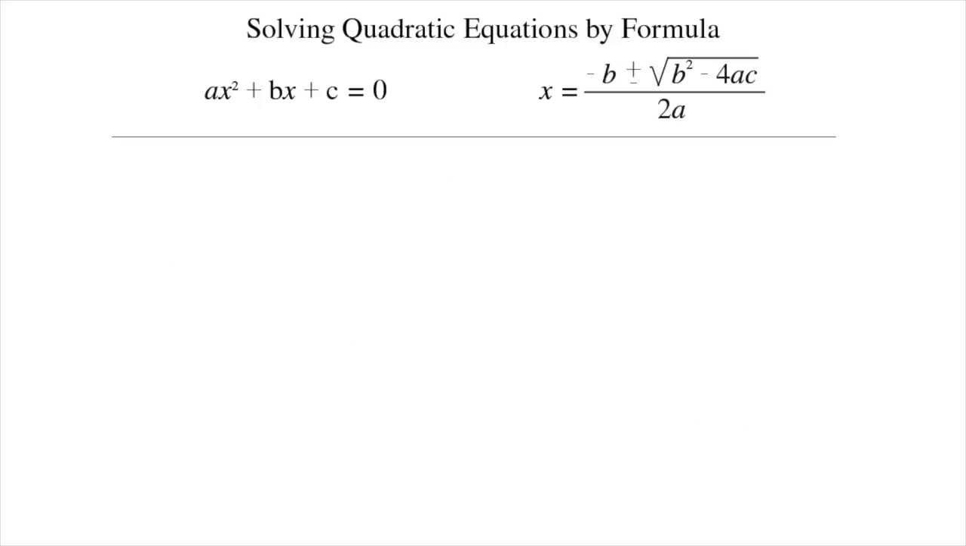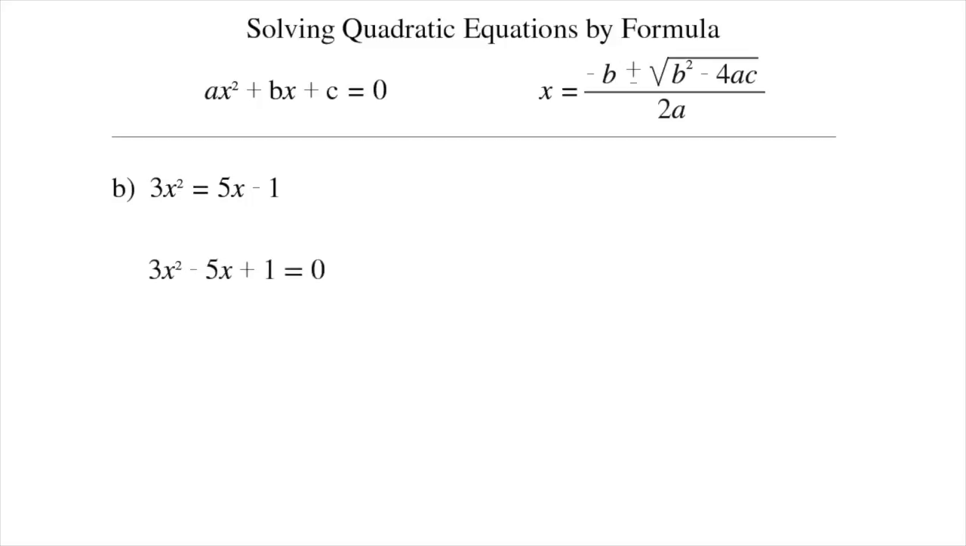Let's look at a second example. Here we have 3x squared is equal to 5x minus 1. Now, this is not immediately in the standard form. By standard form, I mean the ax squared plus bx plus c is equal to 0 form. So, let's rearrange it into that form. We take the 5x and the minus 1 to the left hand side.